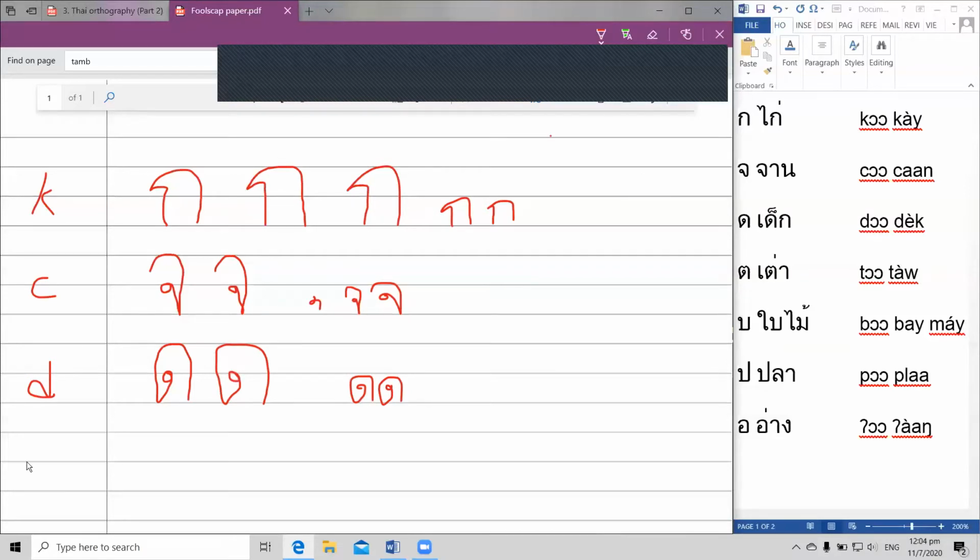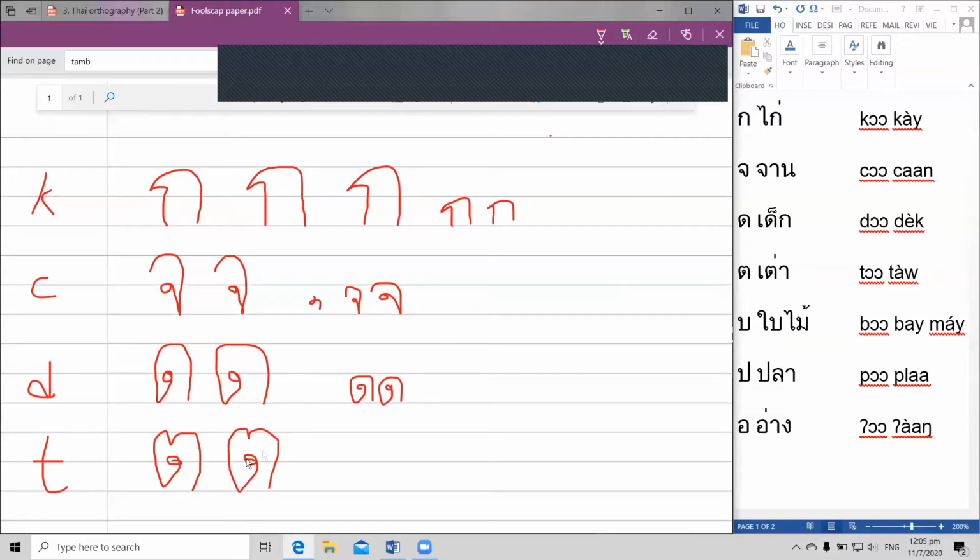Next, we have to tao. The to sound, like tu, right? Tu ka, tu. So to tao looks like do dek, but the difference is the top here. There's a kink at the top here, so it looks a bit like a heart, right? All right, to tao.